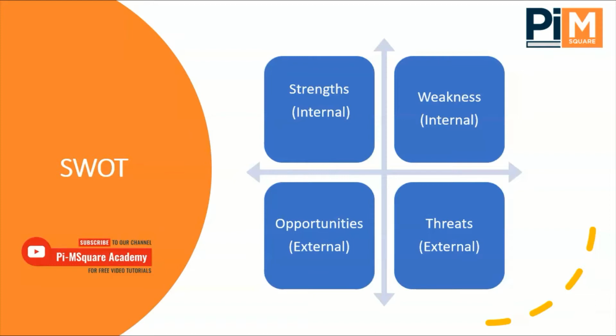So let us quickly go through and understand how SWOT analysis works, and how the strength, weakness, opportunity, threats matrix, the SWOT analysis matrix, works. This complete matrix will help you achieve your goals. So let's start with strengths.